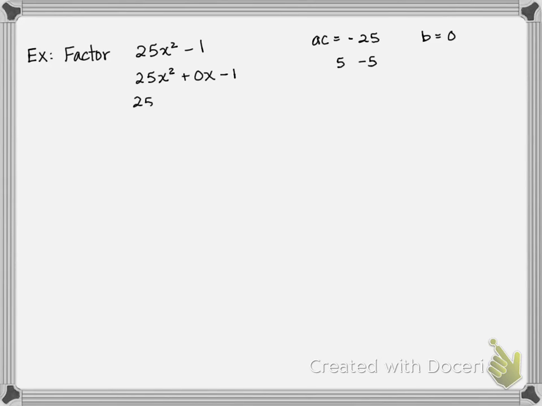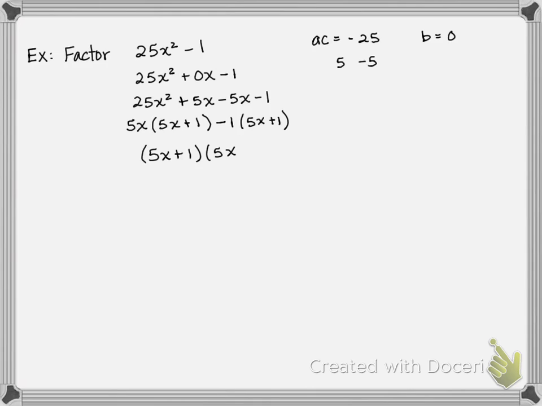And so we have 25x squared plus 5x minus 5x minus 1. So I'll factor out a 5x. Subtraction between my terms. There is no common factor for 5 and 1 other than 1. So I'm factoring out a negative 1. And we get that 5x plus 1. So we get 5x plus 1 times 5x minus 1.